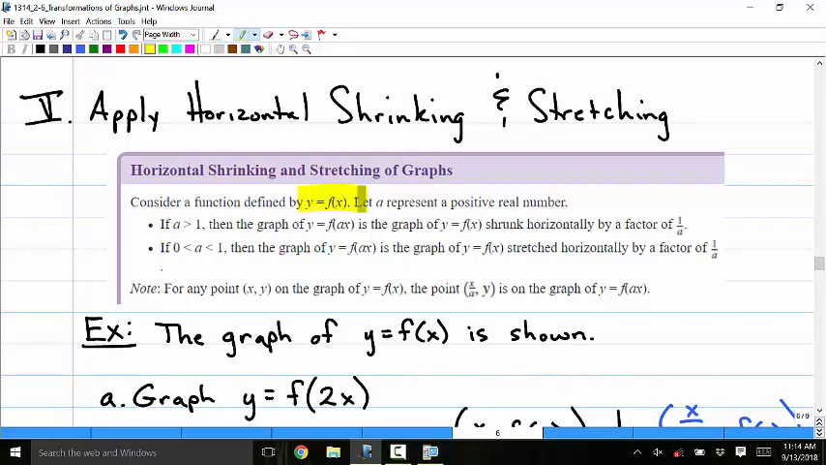You're given your parent function. You're given a number that's bigger than 0. It's got to be positive. If that number's bigger than 1, and you want to find f of ax, that's a horizontal shrink. It's been shrunk horizontally. If the number is between 0 and 1, and you're graphing y equal f of ax, it's going to be a horizontal stretch.